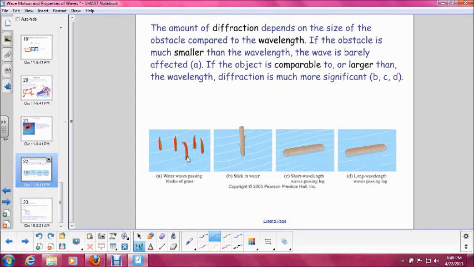But if the size of the object is comparable to the size of your wavelength, the diffraction will be more. So if you have a log that is sitting in that same pond, and it's a pretty big log, this is a good size compared to the wavelength. So as the wavelengths come by, they are going to bend more than they did with the blades of grass.